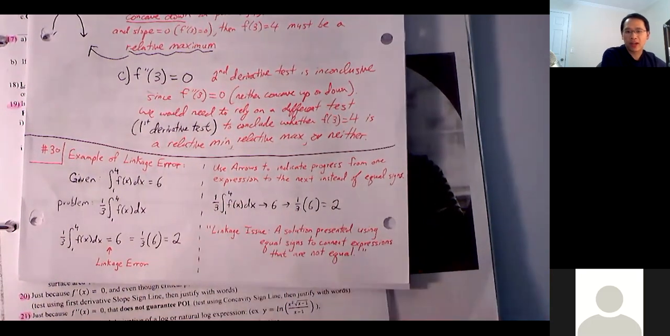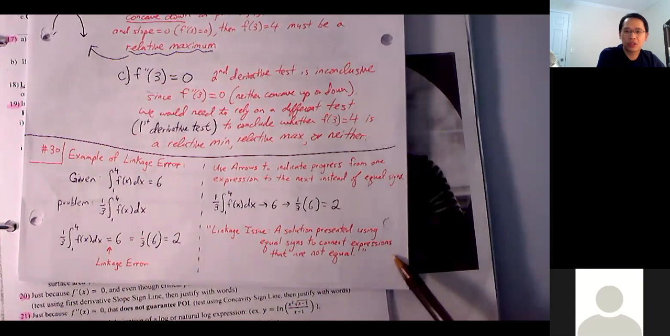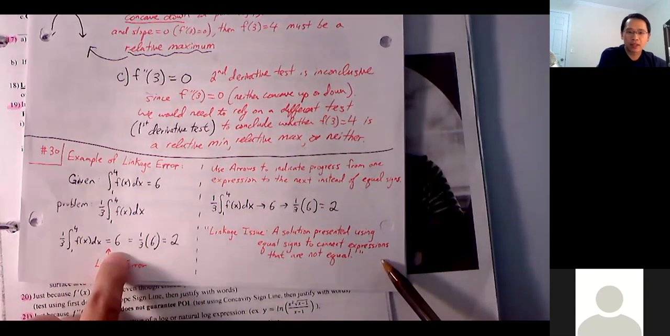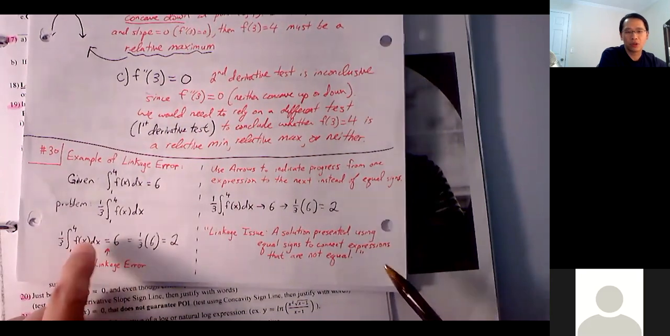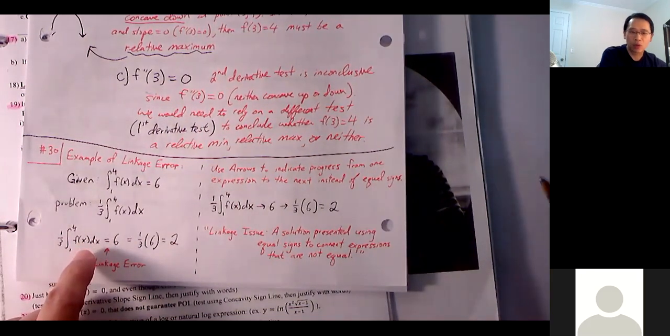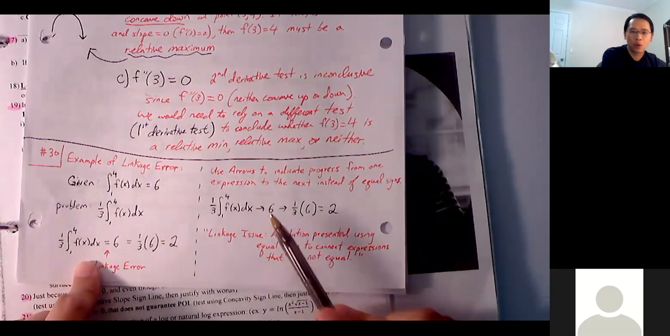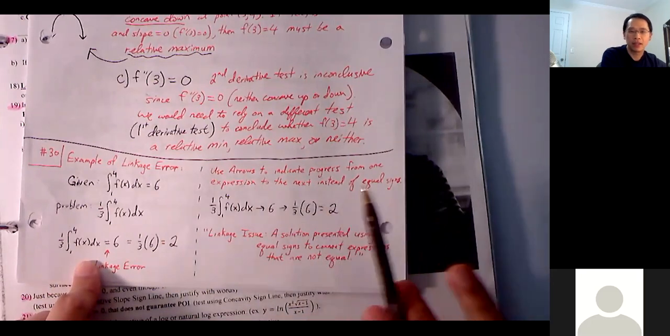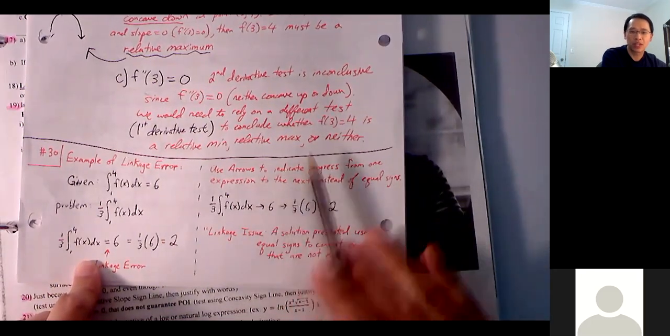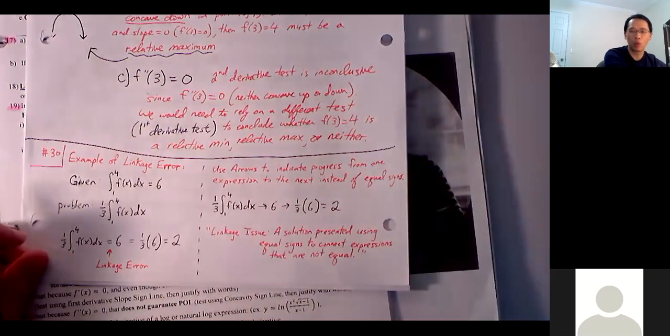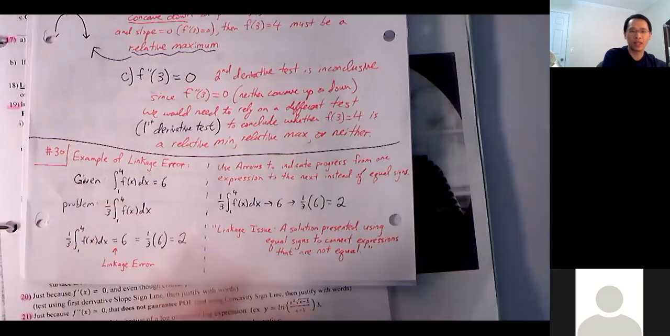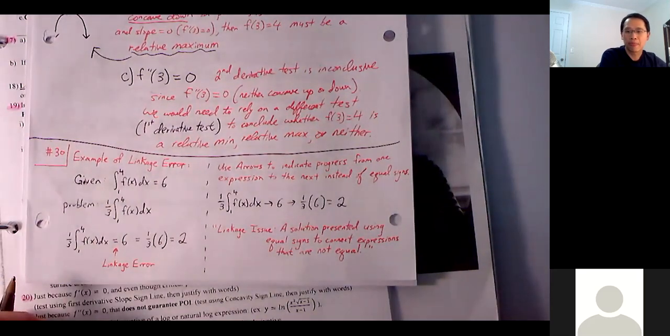So they define linkage issue as a solution presented using an equal sign to connect expressions that are not equal. So two ways around it: use arrows, or just don't use anything in between, and just go from one step to the next without indicating anything between it. Okay.